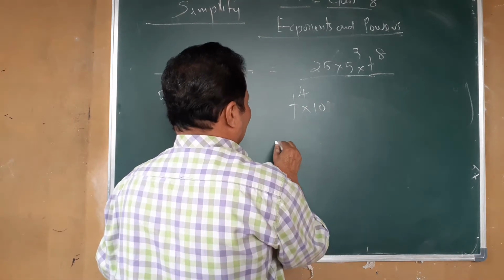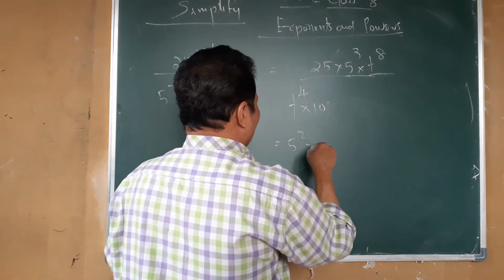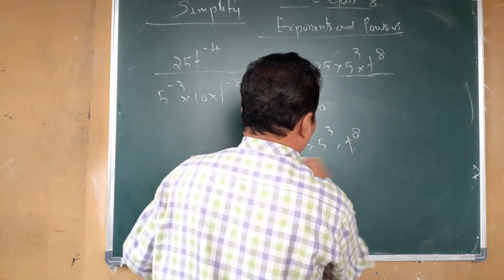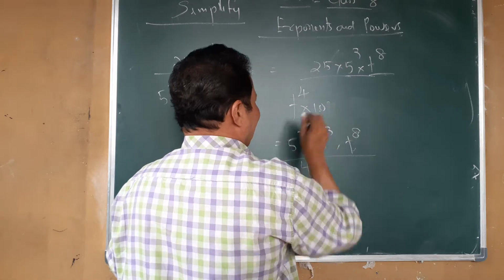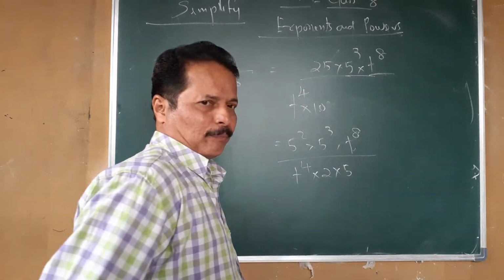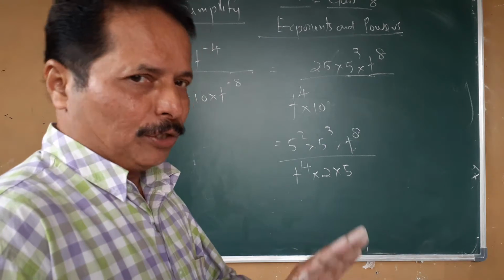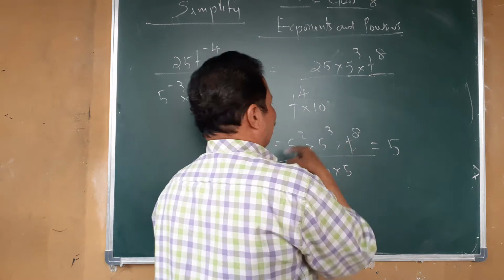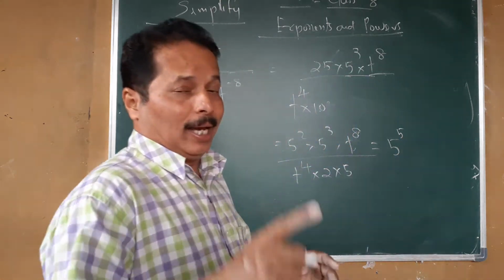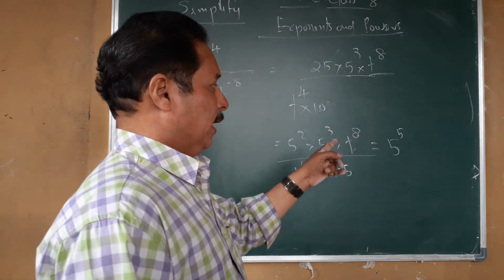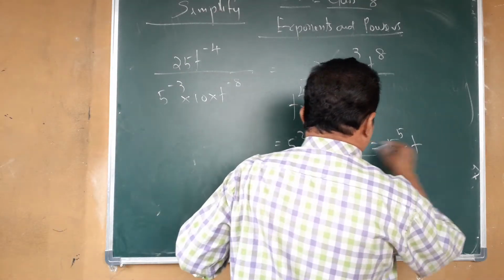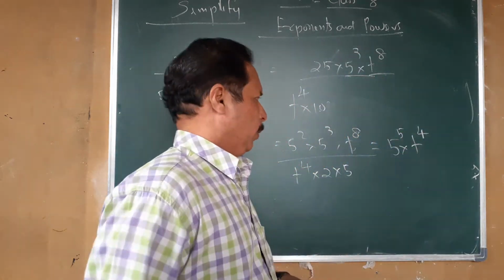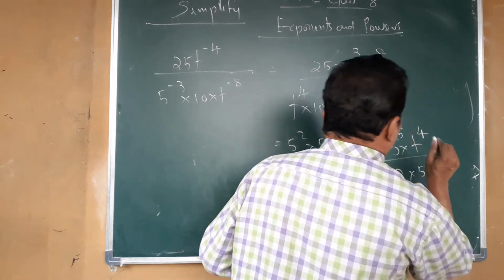Now 25 is 5 raised to 2 into 5 raised to 3 into t raised to 8, divided by t raised to 4 into 10, which is 2 into 5. That is factorization. Now here 5 raised to 2 into 5 raised to 3 is 5 raised to 5. A raised to m into a raised to n is equal to a raised to m plus n. T raised to 8 by t raised to 4 is t raised to 8 minus 4, equal to 4. And in the denominator it is 2 into 5.